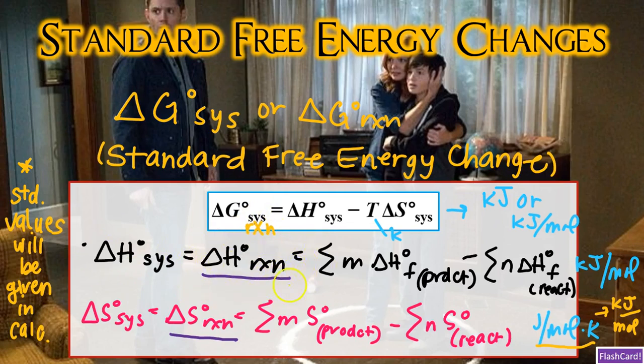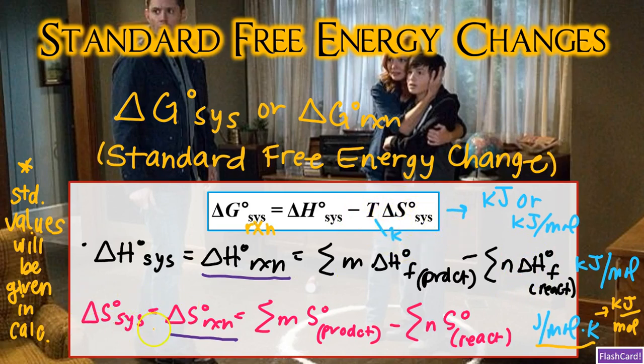And to solve for delta H naught of the reaction, similar to Chem 101, we're going to take the sum of the moles of the products and multiply them by their delta H naught of formation value. We're going to subtract that by the moles of the reactants multiplied by their delta H naught of formation value. Then we're going to subtract by temperature, which is in Kelvin, and multiply by delta S naught of the system.